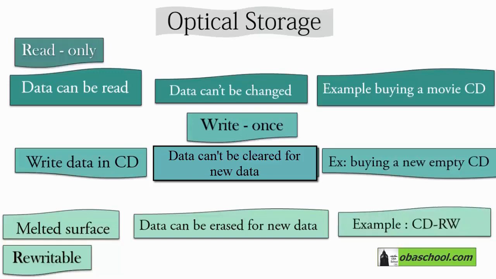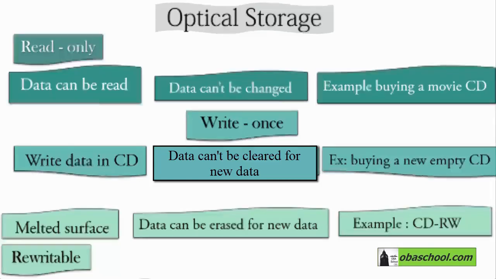An example of the rewritable optical storage is CD-RW, which is rewritable. We also have DVD-RW and Blu-ray RW. Now we finished the backing storage devices and media part.